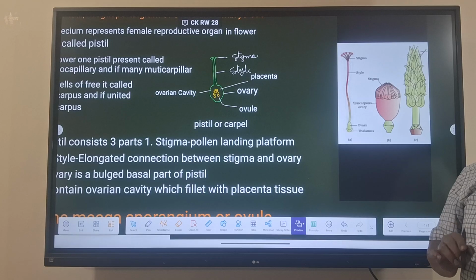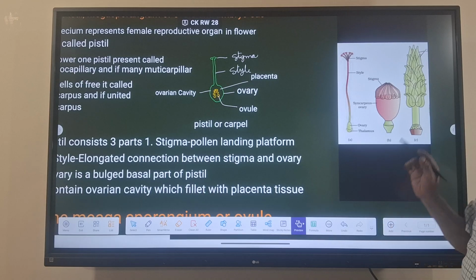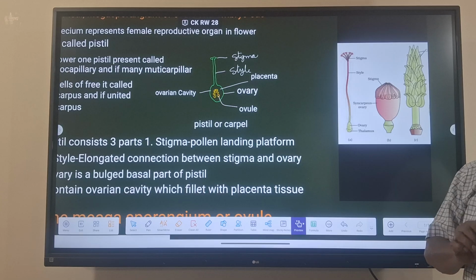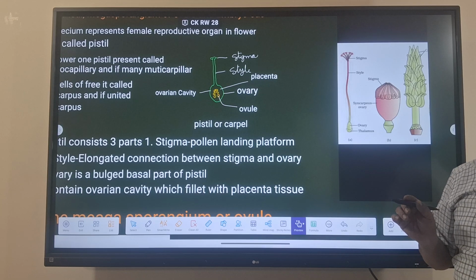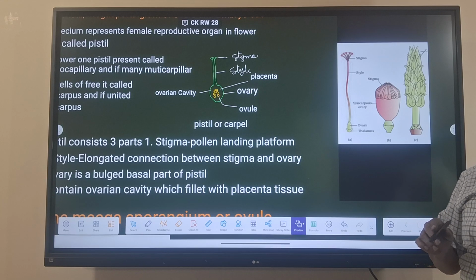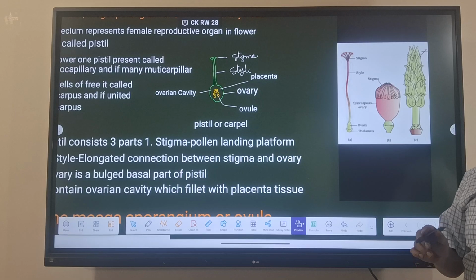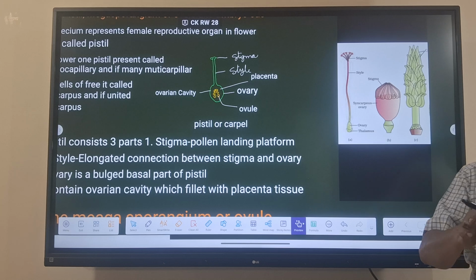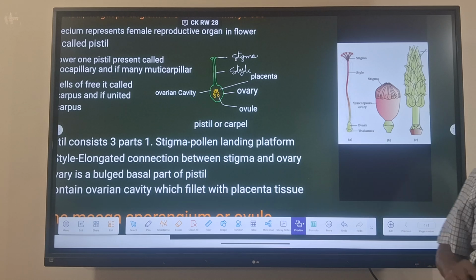And under that one he has not written pistil. Carpels are free: in the apocarpous condition, the term pistil is not applied. In the syncarpous condition, it is applied. And a single carpel also is called a carpel or pistil. This is the difference. Try to read it.